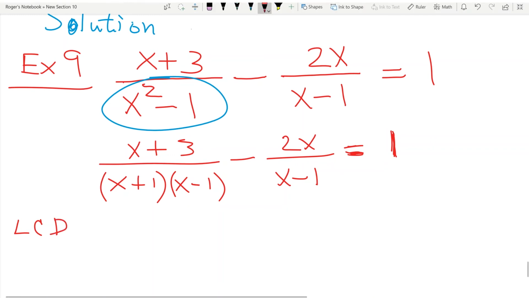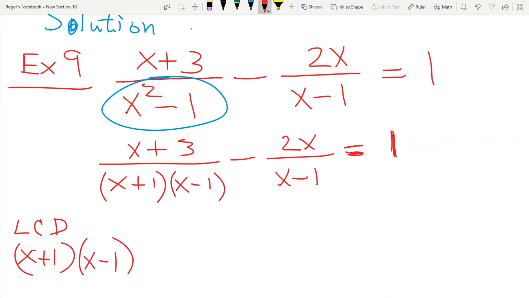Okay, let's try again. LCD. x plus 1 times x minus 1. There we go. But that's what we're going to multiply everything by. Everything gets multiplied by that. So we multiply the first term, and it will cancel out.